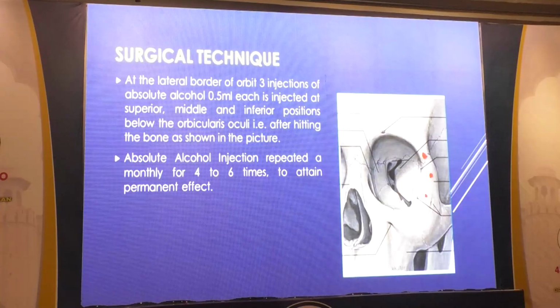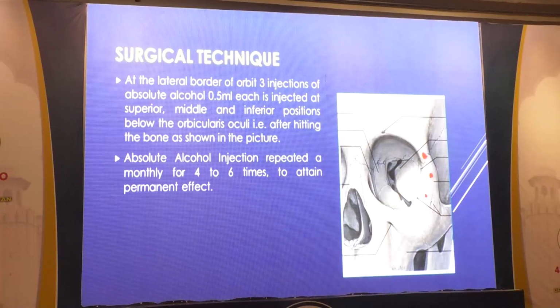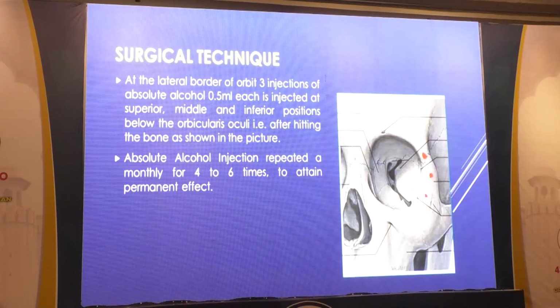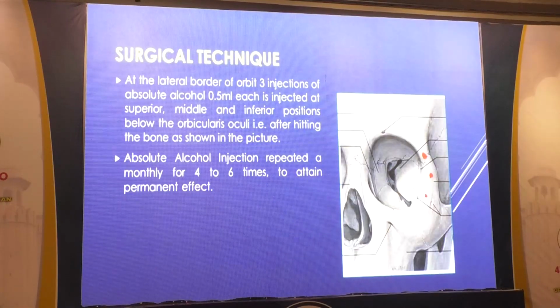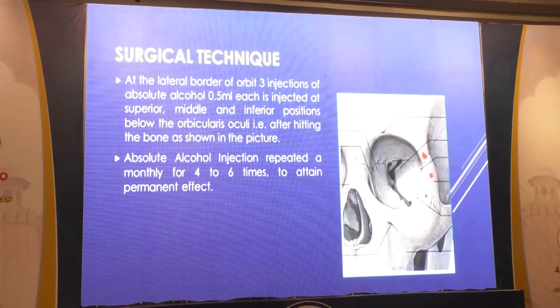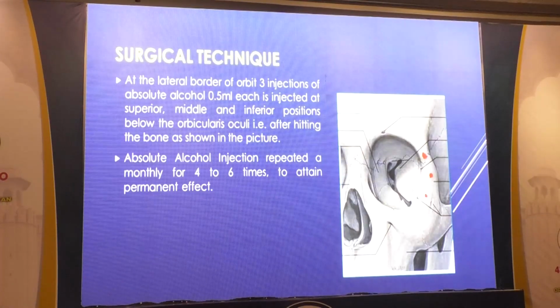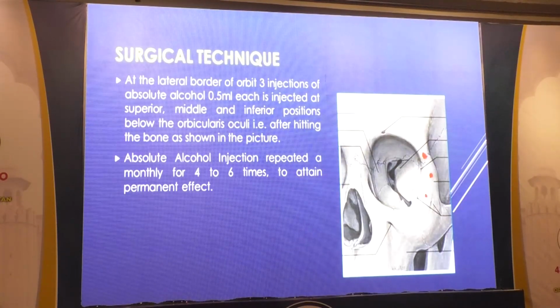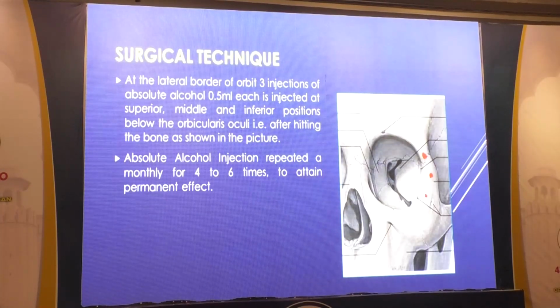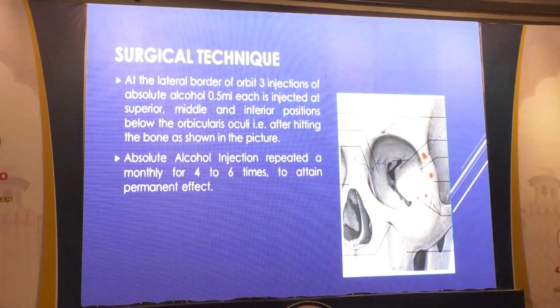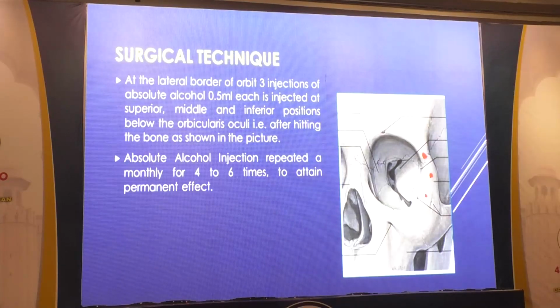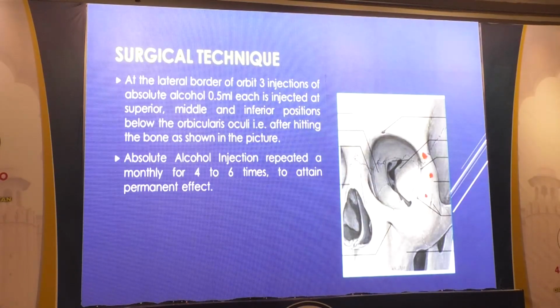Now, once I do this sling surgery, at the same time I inject absolute alcohol at the lateral border of the orbit at 3 places, because we know that the nerves are underneath the muscle. I inject 0.5 ml at this level, 0.5 ml at this level, 0.5 ml at this level. It means that on one side I inject 1.5 ml of absolute alcohol. At the lateral border of the orbit, we hit the bone and there inject 0.5 ml of absolute alcohol. Similarly, below, down and then below down.